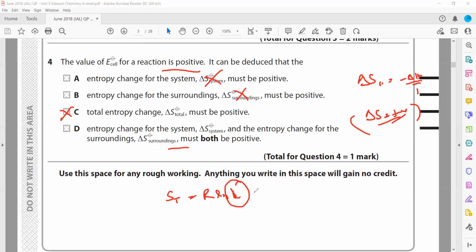If K has a higher value, the total entropy will be higher, and if the total entropy is higher, the cell voltage will be positive. So it shows a relation that the total should be positive. The system can be positive or negative, the surroundings can be positive or negative, but when we combine these two, we get a positive answer.